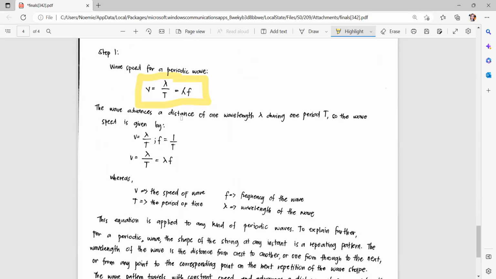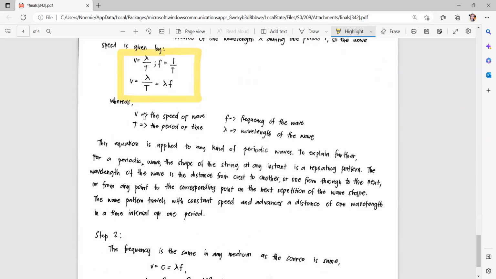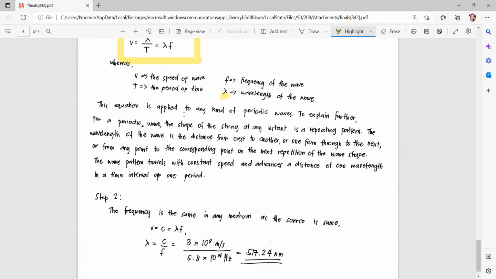The wave advances a distance of one wavelength during one period. So the wave speed is given by this equation, and we'll use this also. Whereas v is the speed of the wave, T is the period, f is the frequency of the wave, and this sign is the wavelength of the wave. This equation is applied to any kind of periodic wave.